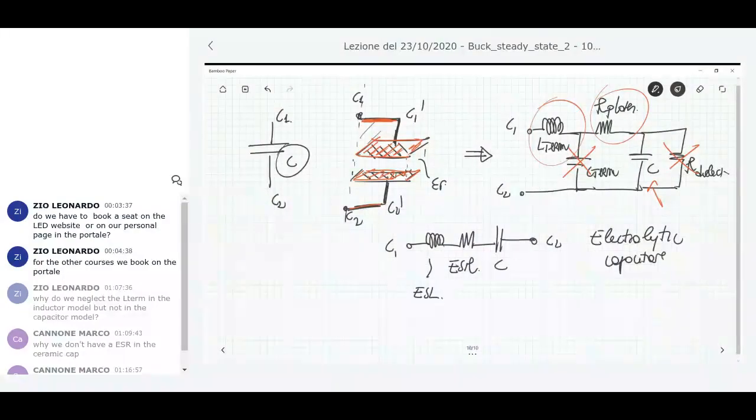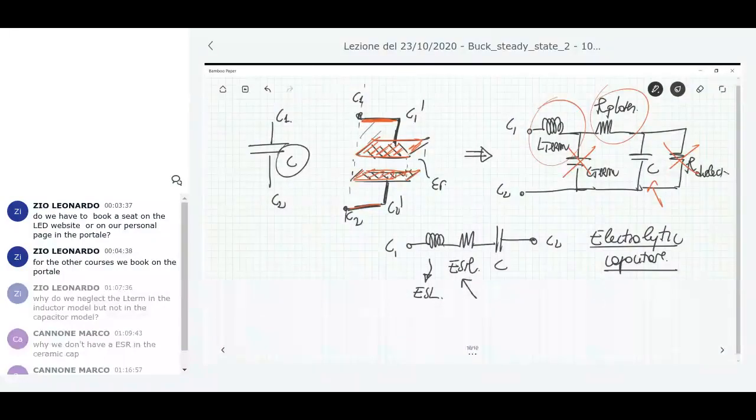Electrolytic capacitors can be described in their behavior by a model which is exactly given by the series of ESL, ESR, and ESC. This is due to the fact that electrolytic capacitors have plates that are very large, bringing with them a very large equivalent series resistance.